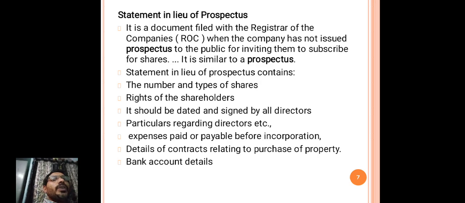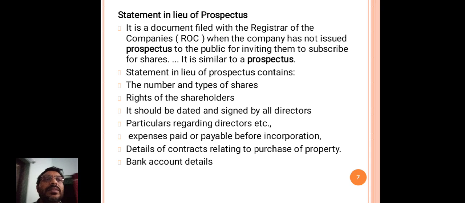Similar to a prospectus, there is another one, that is the statement in lieu of prospectus. It is a document filed with the Registrar of Companies, in short form ROC.